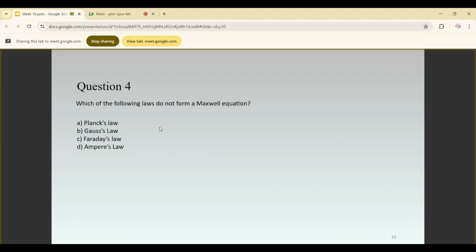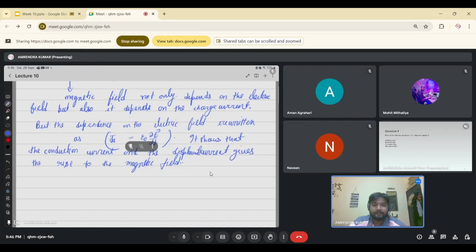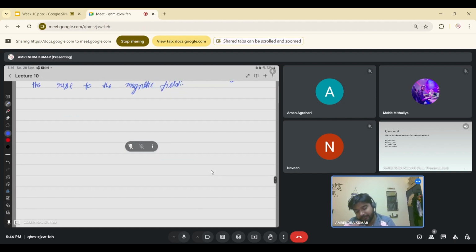Then we have question number 4. Which of the following laws do not form a Maxwell equation? Planck's law, Gauss law, Ampere's law. I think this question can be answered very easily, so let me write it down. Maxwell's equations.